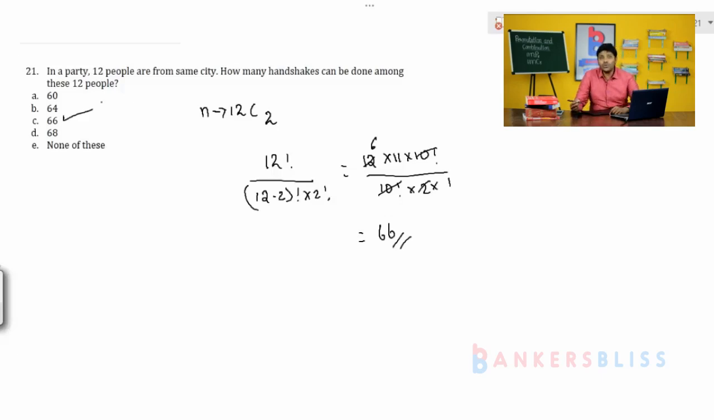Very simple. Out of 12 people, you want 2 members to do handshakes. So out of 12, you want to select 2. So how many ways can you select 2? Those many ways you can do handshakes. So 12C2 is the answer. Very simple. Okay, let's move on to the next problem.